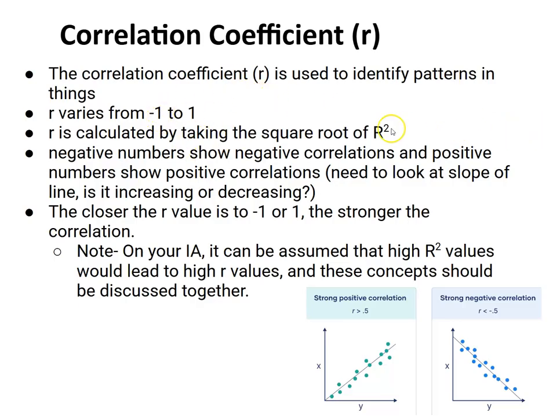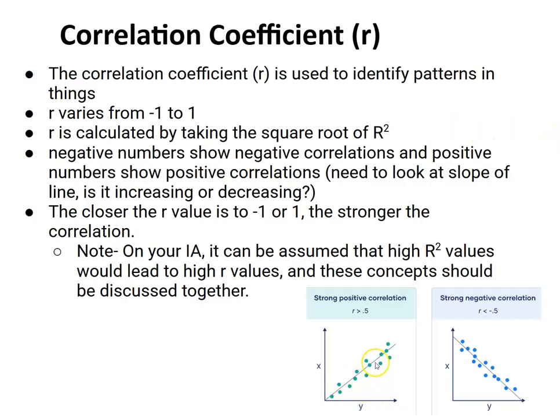R would be calculated from the R squared. So you've already displayed the R squared value on your graph. And then you'll just take the square root of it in order to calculate the R value. If this was in your IA, you would have to explain how you got your R value. So you would just explain it as it's stated on this slide.